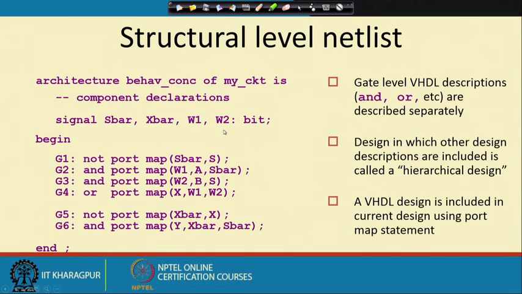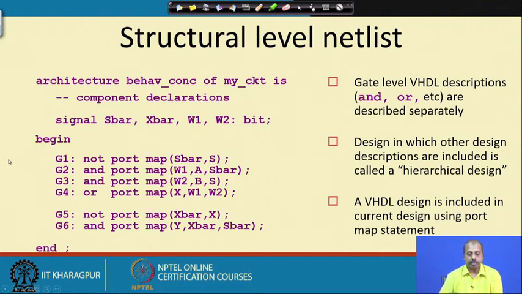So, that can be derived, and once we have derived that, we can write down the corresponding structural level description. You see that this is another description, and we can define some components and then use those components. Here we do not need to define the components separately, because NOT, AND and OR are available as library modules in most of the VHDL synthesizers. So, we do not define these component declarations separately, but we define the signal lines s bar, w bar, x bar, w1, w2, and they are of type bit.